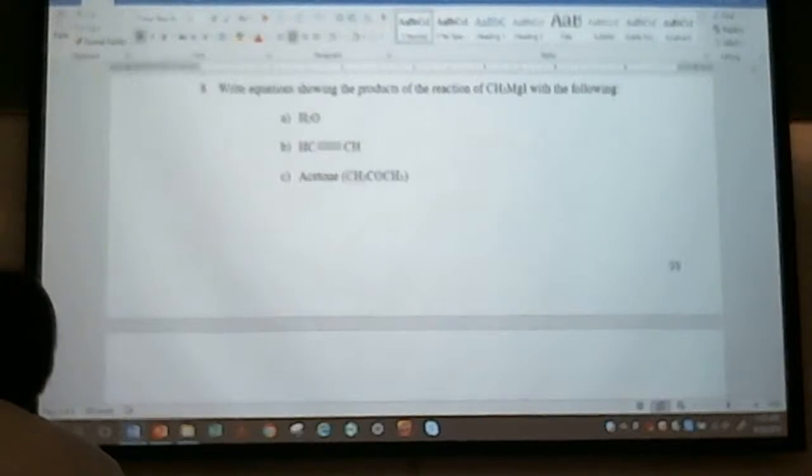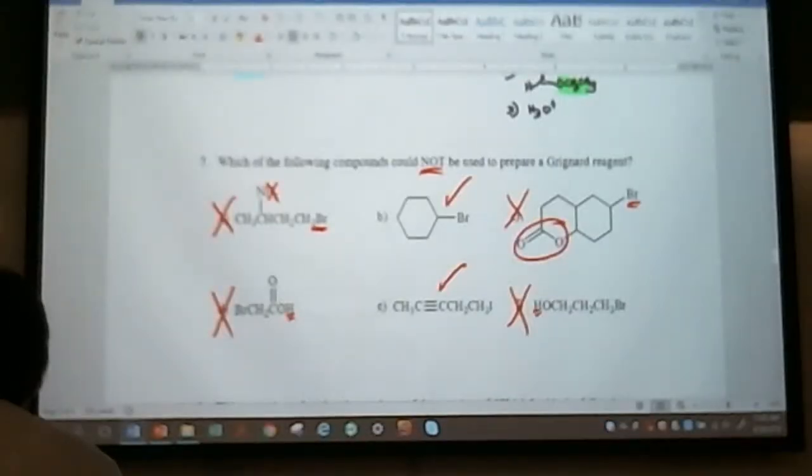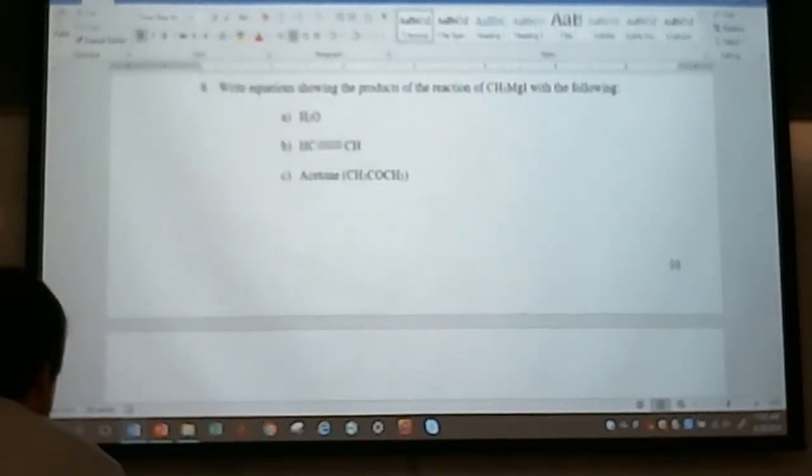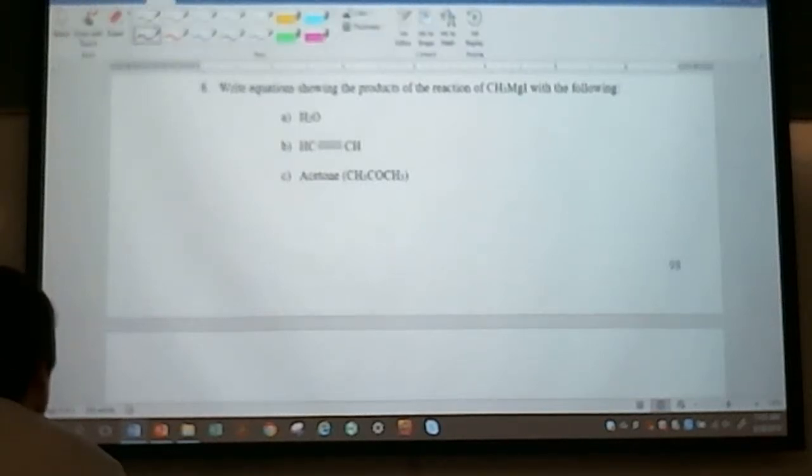So this particular problem, we looked at molecules that are good substrates or poor substrates for a Grignard. For example, this is telling you you've made this Grignard, and you're going to put this Grignard, let's say, in water. What happens when you put that Grignard in water?